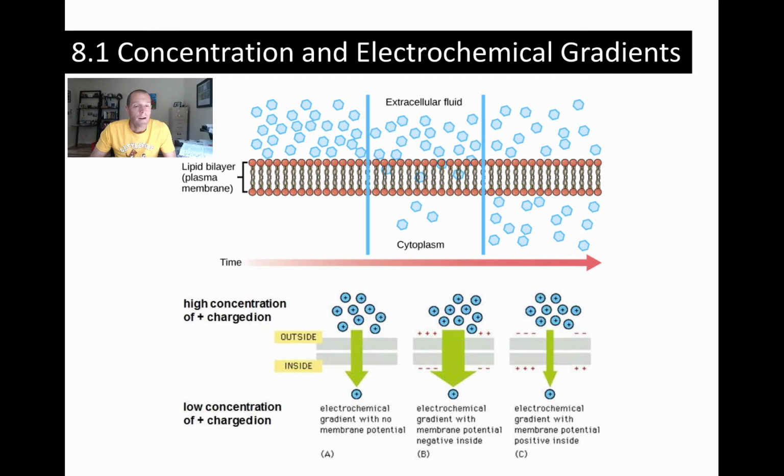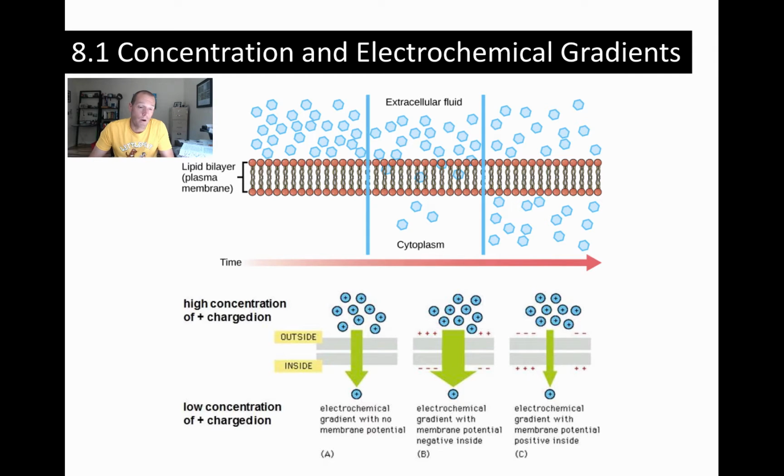Now let's compare that with the movement of a charged solute, and that's what we're seeing at the bottom in this bottom panel. The movement of an ion is determined by its electrochemical potential, or its electrochemical gradient, and that is the combined effect of the concentration gradient and the charge gradient across the membrane. The active transport of ions across the membrane tends to create a charge gradient, and that's called the membrane potential, or Vm. The membrane potential will affect a charged solute's movement across a membrane.